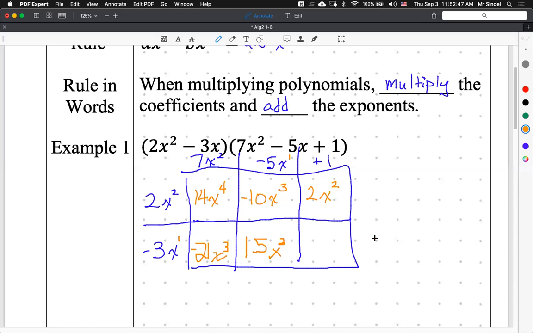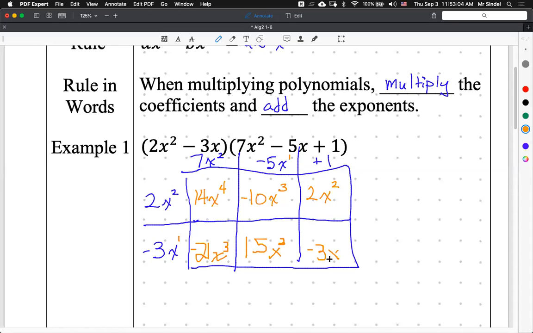And then 1 times negative 3x. Someone new. 1 times negative 3x. Cohen. Negative 3x. There it is, negative 3x.